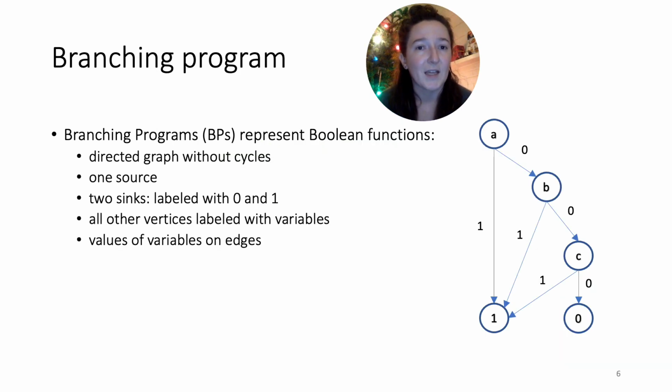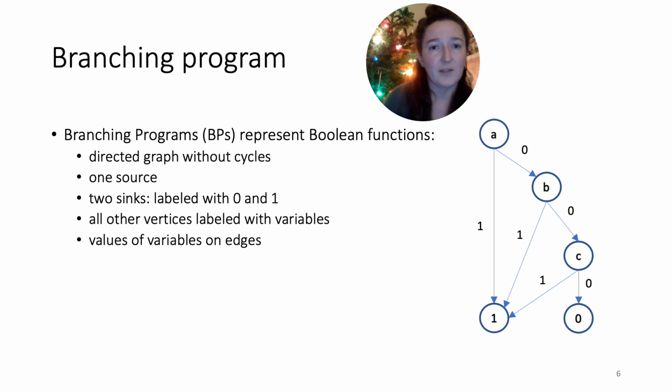Before I describe our results, I would like to remind you the definition of branching programs. A branching program is a way to represent a Boolean function. We represent the Boolean function by a directed acyclic graph with exactly one source and two sinks. One sink is labeled with 0, and the other sink is labeled with 1. All other nodes are labeled by a variable, and all the edges are labeled by either 0 or 1 values.